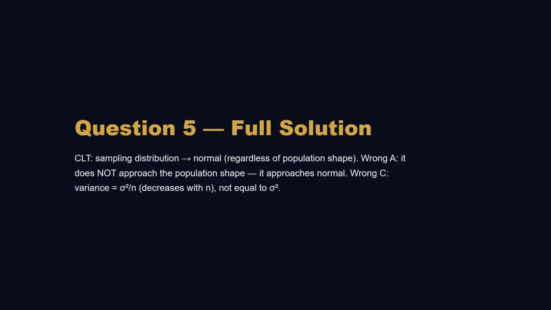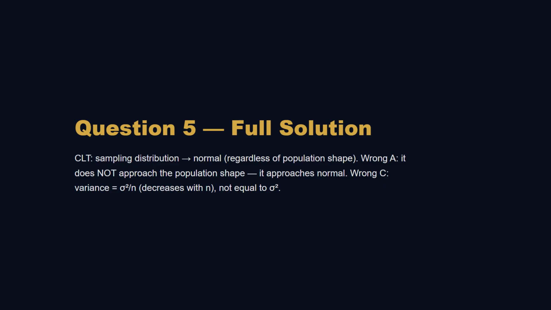If you chose A, approach the distribution of the population, you have it backwards. The sampling distribution becomes normal even if the population is skewed, uniform, or bimodal. It does not become more like the population, it becomes more like the normal distribution. The population distribution is irrelevant once n is large enough.